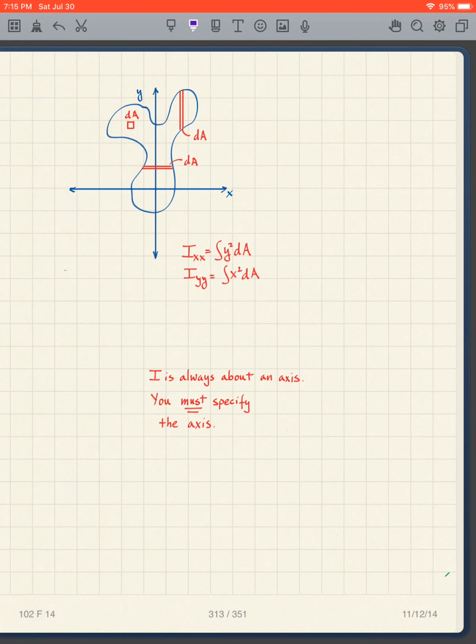Now, I'll just make a comment about our dA when we take a dA. As you know from your calculus classes, we can take dA in a number of different ways. Here are a few. I could take my dA like this. I could take it like that. I can also take it as this little point. So the dA can be done in different ways. Like I say, I is always about an axis. You must specify the axis.